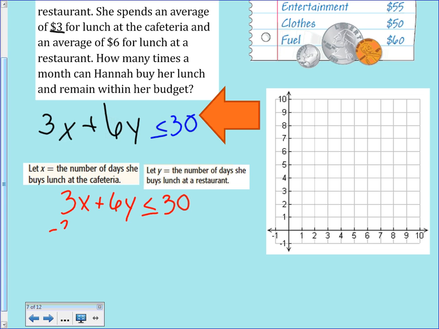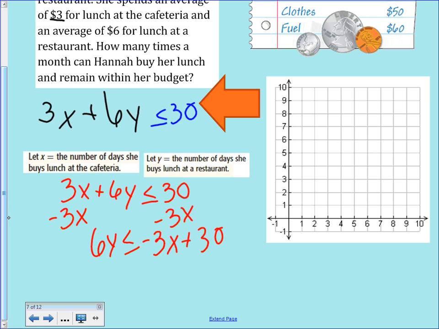So to get Y by itself, I'm going to subtract 3X from both sides. And then I get 6Y is less than or equal to negative 3X plus 30. And last but not least, I'm going to divide both sides by 6. Y is less than or equal to, well, negative 3 divided by 6 is negative 1 over 2 X.